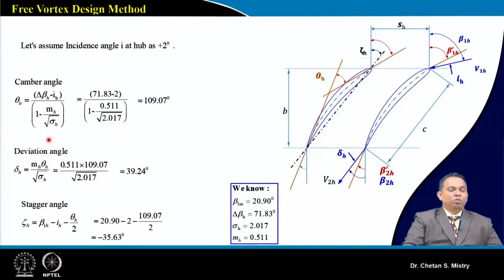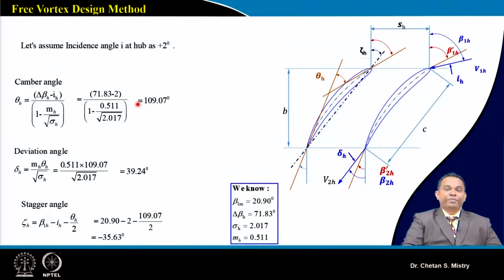Now once we have done this calculation, we can go on to calculating our cascade parameters. As we have discussed earlier, we will be assuming our incidence angle at the hub to be positive 2 degrees. We can calculate our camber angle at the hub, that is delta beta minus incidence divided by 1 minus m divided by sigma. If we put that number, my camber angle is also coming out large, 109.07.